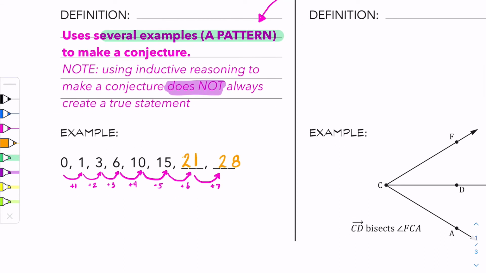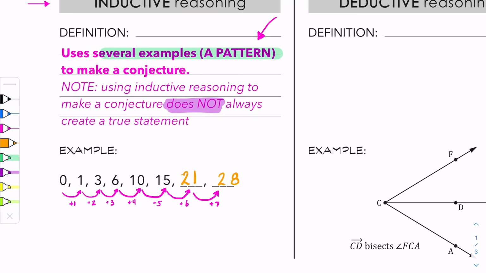This is an example of inductive reasoning because we're using a given pattern that we're assuming, so we can assume this is the pattern, but we're using that to find our last 2 numbers. We don't know for sure that those are our last 2 numbers, but that's what we came up with using our inductive reasoning.